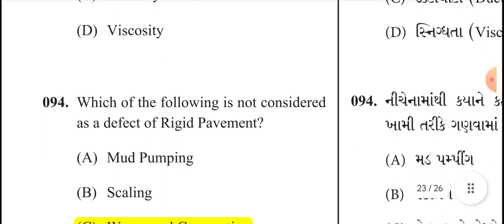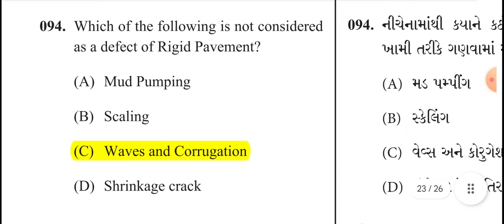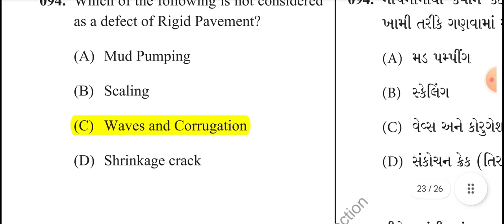Which of the following is not considered as a defect of a rigid pavement? Mud pumping, scaling, waves and corrugation, shrinkage crack. So which of the following is not considered as a defect of a rigid pavement? It's waves and corrugation.